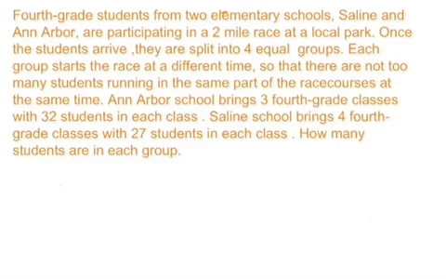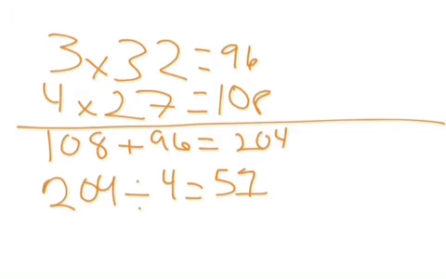Ann Arbor Schools brings 3 4th grade classes with 32 students in each. Saline Schools brings 4 4th grade classes with 27 students in each class. How many students are in each group? Okay, so try to figure that out. Try to figure that one out, and we'll talk it over when you're done. So pause the video here and try to figure it out.